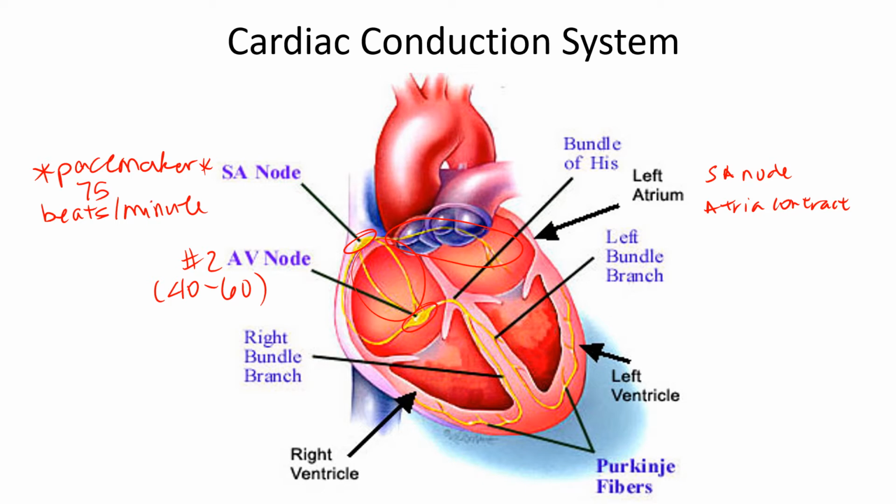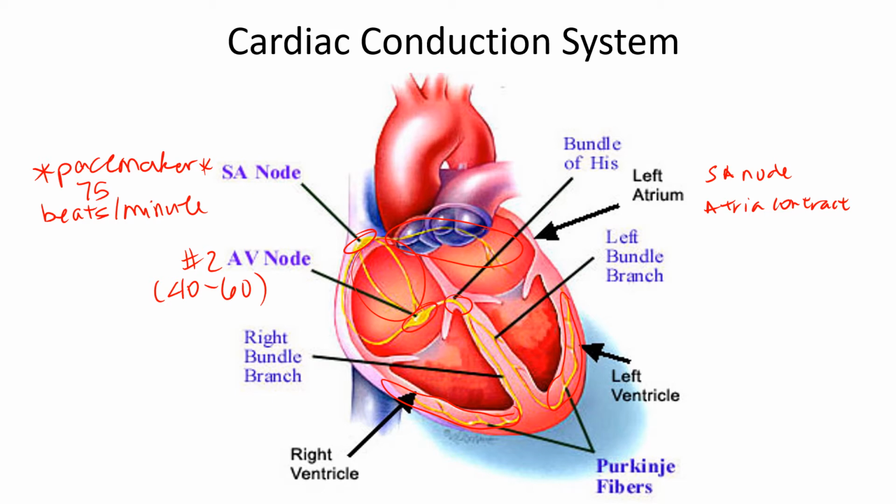The AV node then sends a message down a bundle called the bundle of His. That sometimes is called the AV bundle or AV junction or atrioventricular junction. You'll notice it sits right here at the interventricular septum, and then it immediately splits into two branches, a left bundle branch and a right bundle branch. These bundle branches are found in the interventricular septum. The nerve impulse then travels up the walls of the two ventricles, and they terminate in these fibers that are called Purkinje fibers.